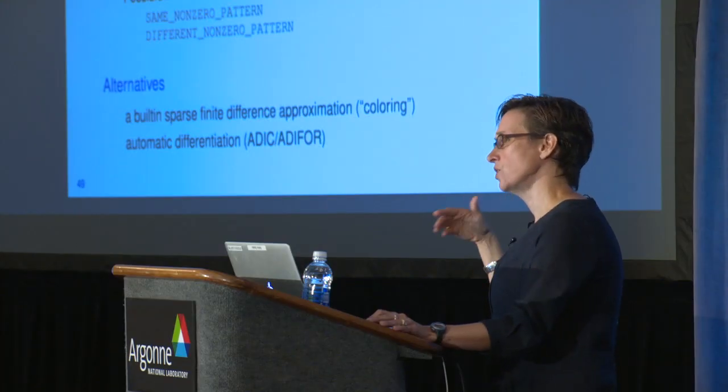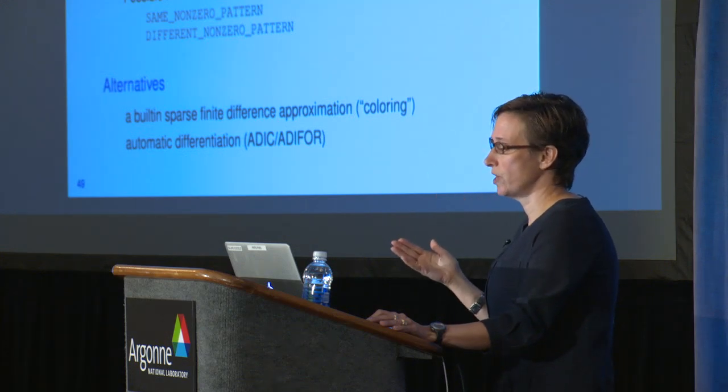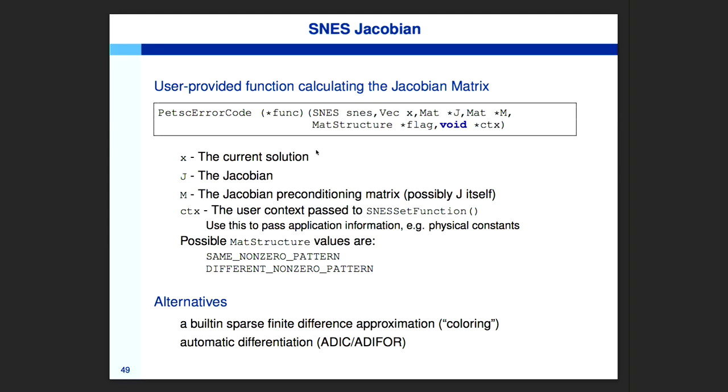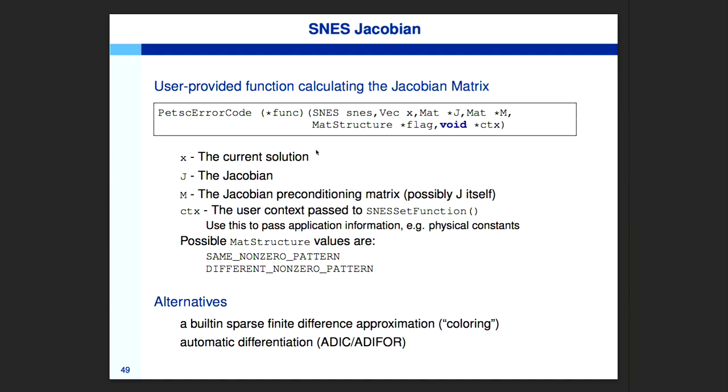So as alternatives to the application computing a Jacobian, there's a built-in capability for a sparse finite difference approximation using so-called coloring. What that does is make multiple calls to your function evaluation code in order to build up the Jacobian information. That's a great way to get started if you want to use a method that requires derivatives, but you don't have derivative code handy. Because writing it, as any of you who've done it know, is very tedious and labor-intensive and error-prone. There's also support for automatic differentiation capabilities, which can provide code based on your function to compute derivatives.